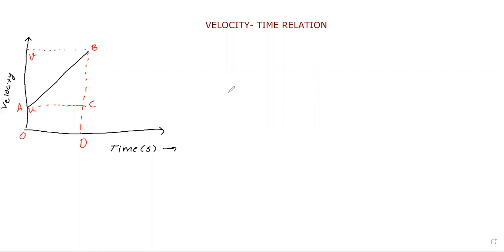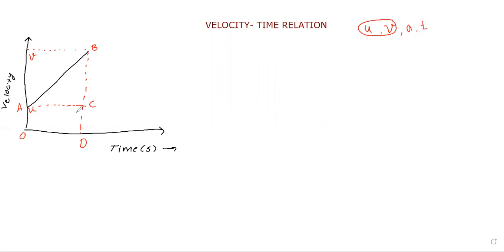Dear students, in this video we will study the velocity-time relation. That is the equation connecting initial velocity u, final velocity v, acceleration a, and time t. So what is the velocity-time relation? The equation connecting velocity and time is called the velocity-time relation.